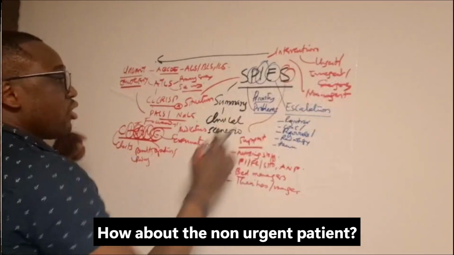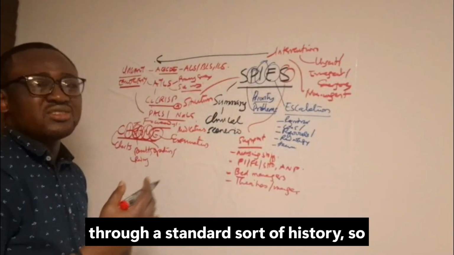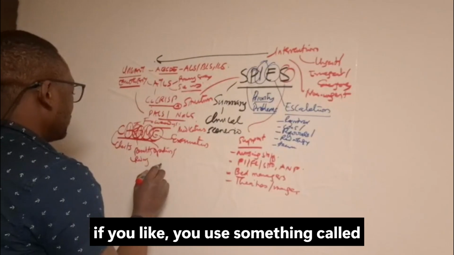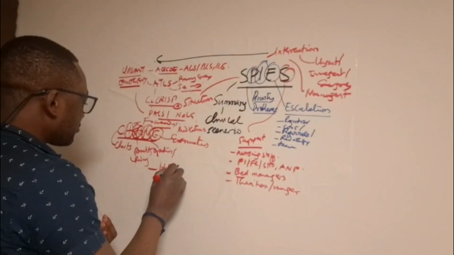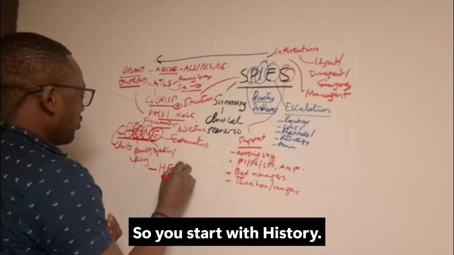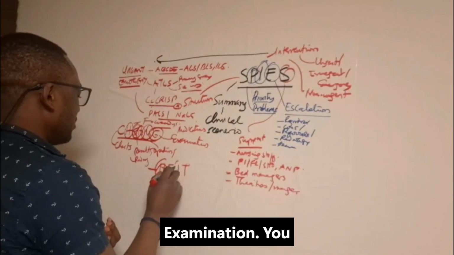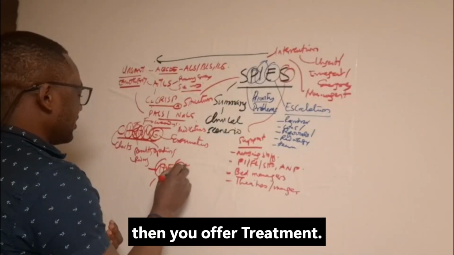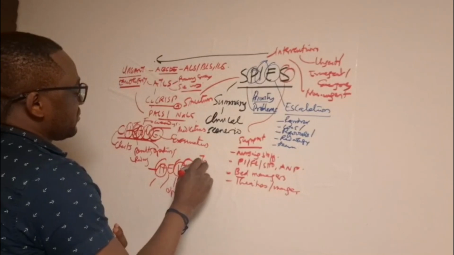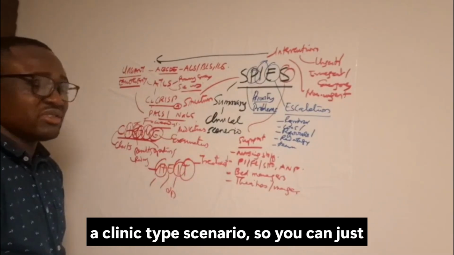How about the non-urgent patient? You go through a standard sort of history. If you like, you use something called HEID: you start with history, examination, investigation and diagnosis, and then you offer treatment. So this would be sort of like in a clinical type of scenario.